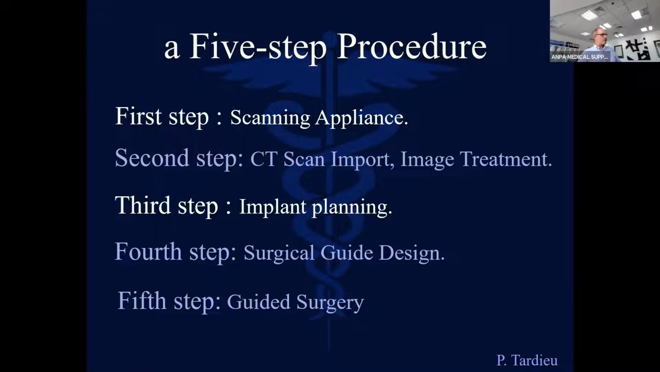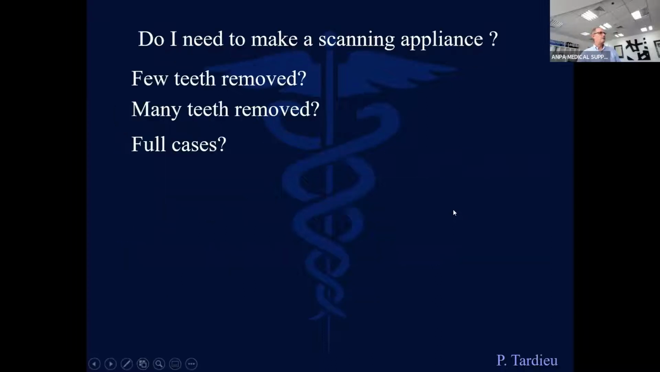We talked about the second step in the last webinar, and I'm going to work in depth on the implant planning. Steps 4 and 5 will be done later. We have time for that. So how can we decide if we need a scanning appliance or not? A scanning appliance is a kind of denture, which is radio opaque, and that you put in the patient's mouth before taking the CT scan.